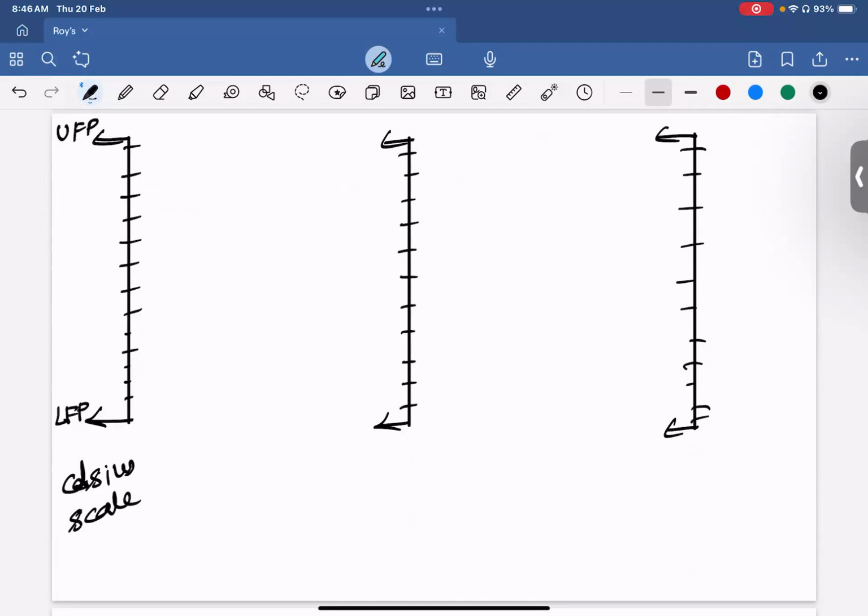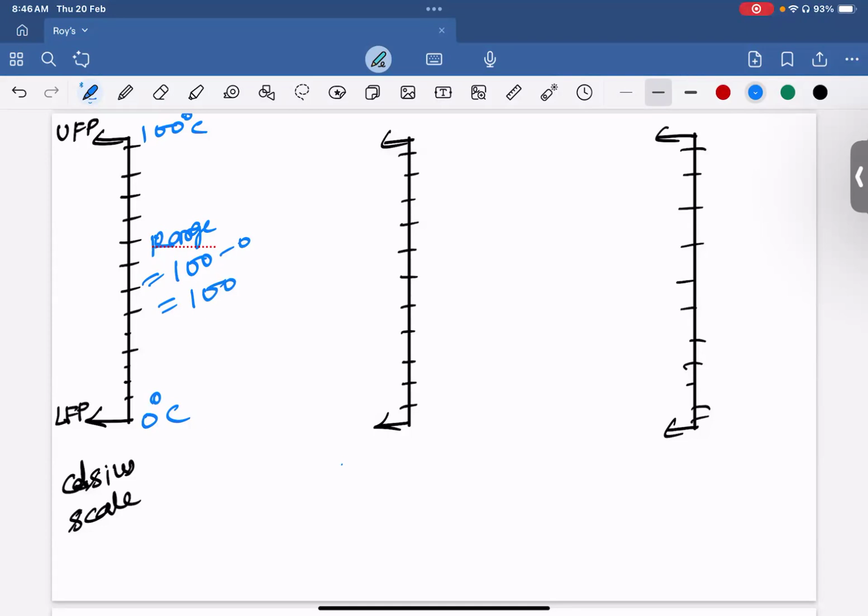Then lower fixed point we keep as 0 degrees Celsius, and upper fixed point we keep at 100 degrees Celsius. And between 100 to 0, here the intervals, we can say that range of temperature, or intervals also you can say. Here range is 100 minus 0, that is 100.